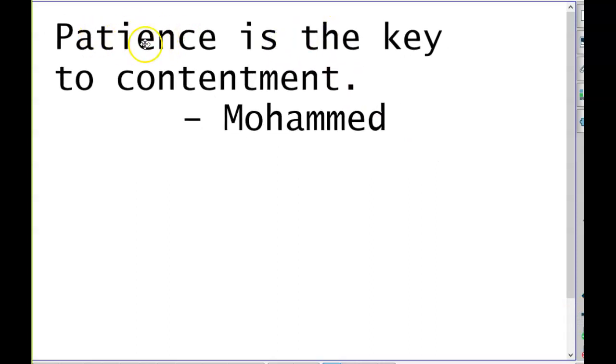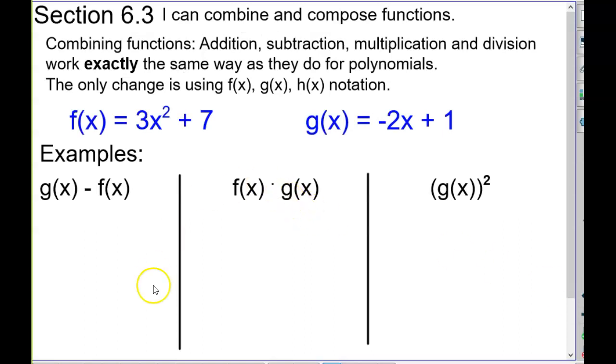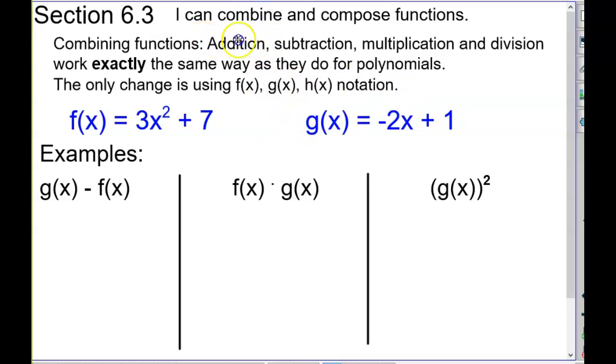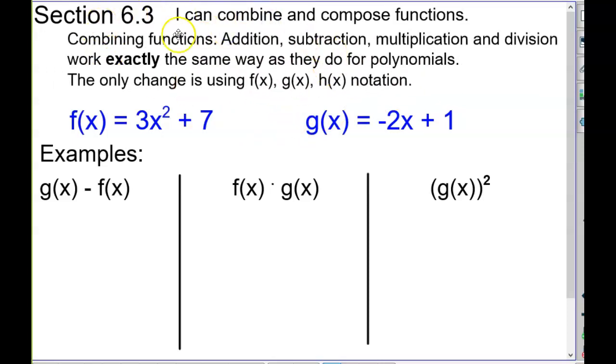This might be perfect for that last problem we did. Patience is the key to contentment. We are going to start with this whole idea of functions. And we're going to start with something called function notation, which we've seen and hinted at. And you'll notice that really these problems we've done before. So I actually don't think you need to write any of the words here.